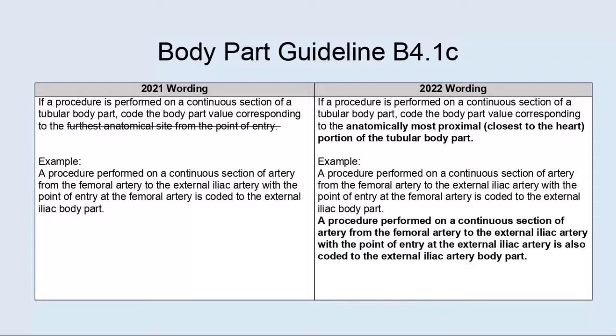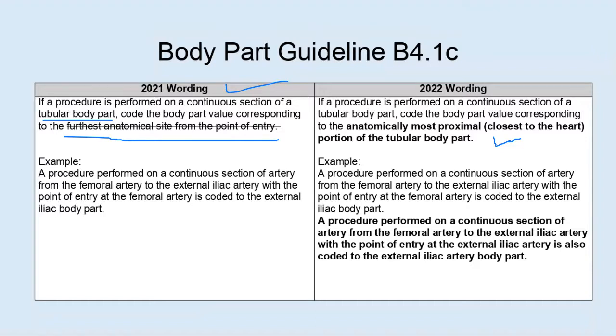So here's a change to body part values. You see here, this is a big difference. So this involves tubular body parts. In 2021, it says code to the body part value corresponding to the furthest anatomical site from the point of entry, from where the physician entered the tubular body part. In 2022, it says the anatomical part closest to the heart. Okay, so that's a big difference.